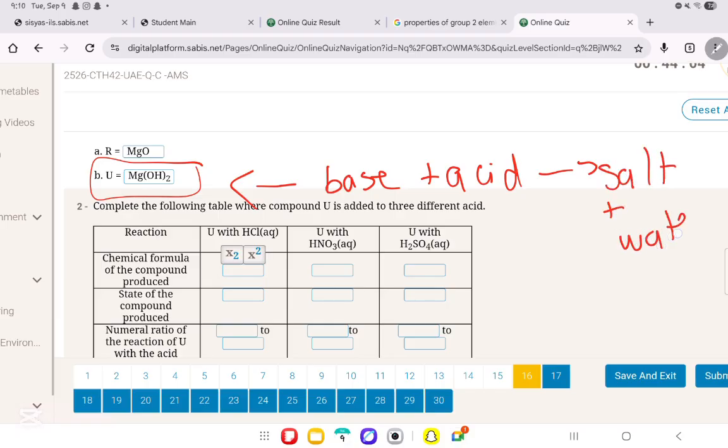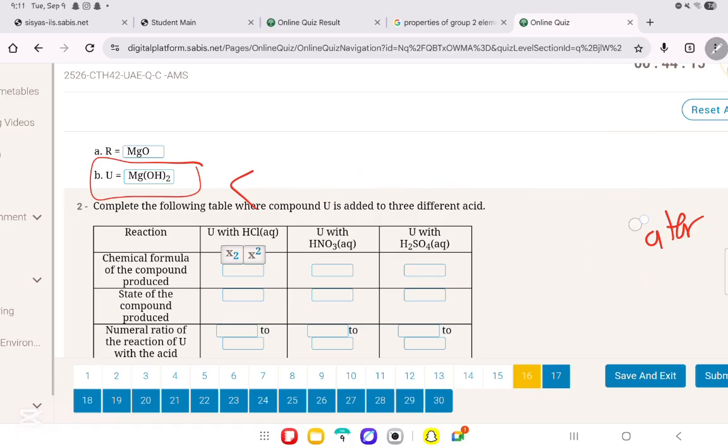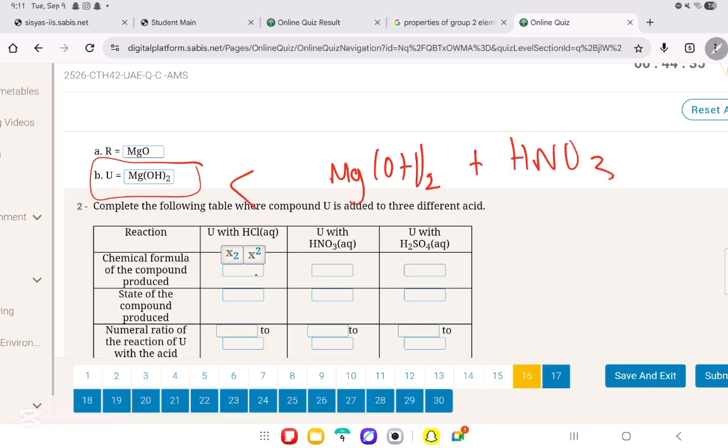So in this case, water is one of the products, but the compound produced is the salt. How do we find the salt? Very simply by taking the cation of Mg(OH)2 in this case and adding it to the anion of HCl, HNO3, and H2SO4. So, for example, Mg(OH)2 in addition to HNO3. Separate them into their ions: Mg2+, OH-, H+, and NO3-.